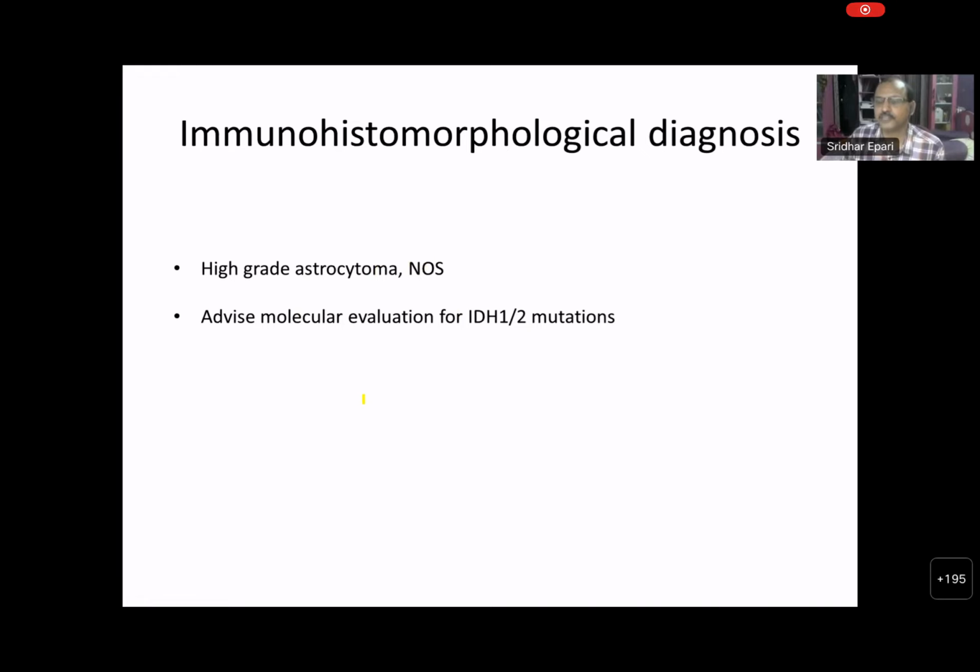It usually comes positive when they are IDH wild type astrocytic tumors or gliomas. ATRX is not lost in these cases. It is usually retained in IDH wild type gliomas.